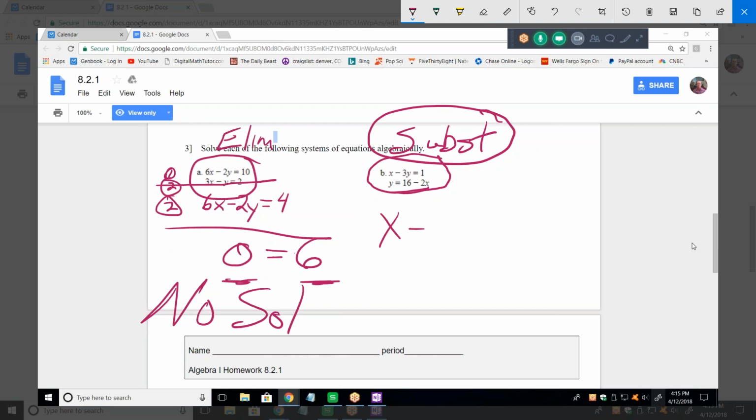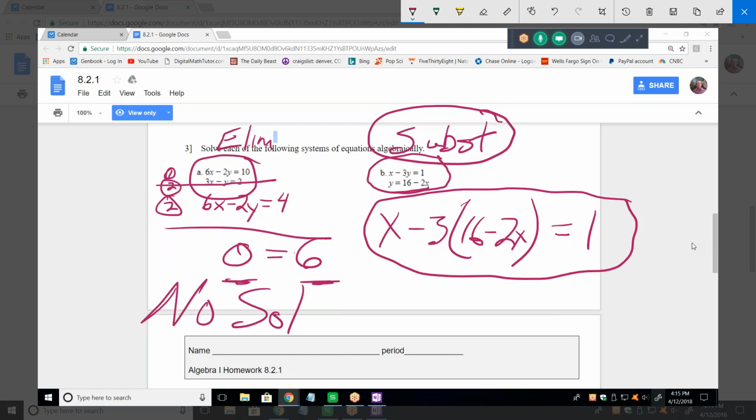X minus 3, but instead of saying y, I'm going to substitute what y is equal to. Well, y is equal to 16 minus 2x, right? Yeah. Okay. And then that's all equal to 1. Well, notice what I've done. I've turned it into one equation only and one variable. You can always solve those.